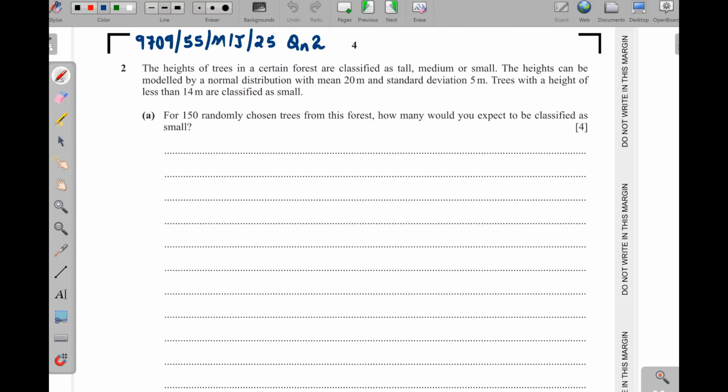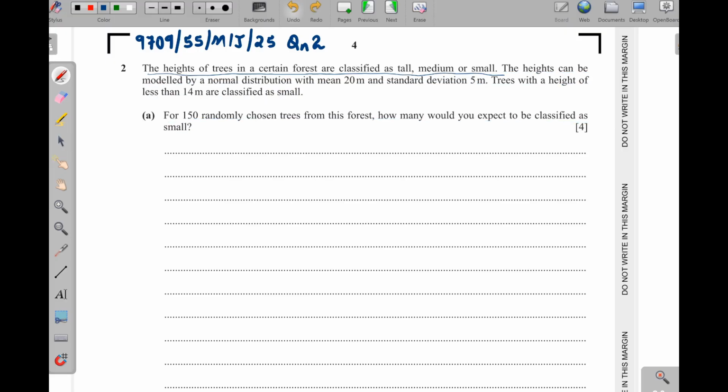Question 2 is coming from normal distribution. The heights of trees in a certain forest are classified as tall, medium, or small. The heights can be modeled by a normal distribution with mean 20 and standard deviation 5. Trees with a height of less than 14 meters are classified as small. Part A. For 150 randomly chosen trees from this forest, how many would you expect to be classified as small?